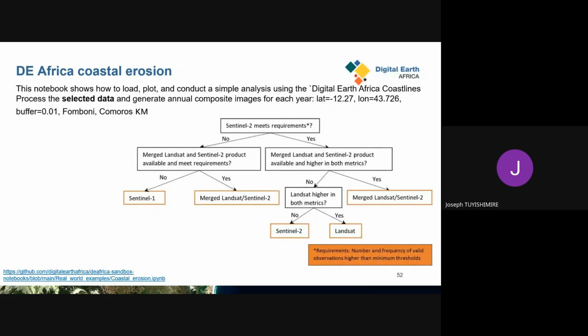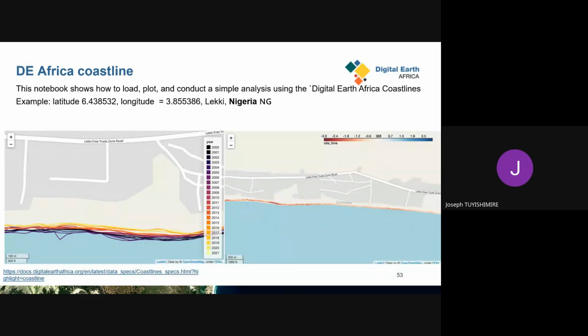But most importantly, it needs a workflow that could be part of drawing a conclusion through a combination of Landsat and Sentinel-2 datasets, those are optical sensors, and if possible, Sentinel-1 to come up with some areas of coastal erosion hotspots for informed decisions. So this was the lake in Nigeria.